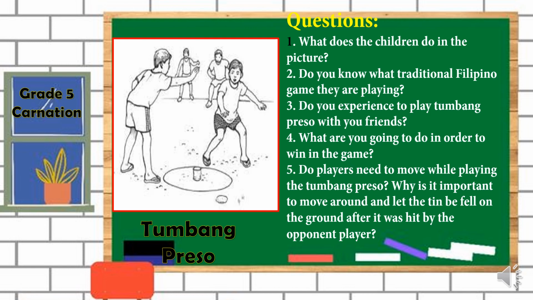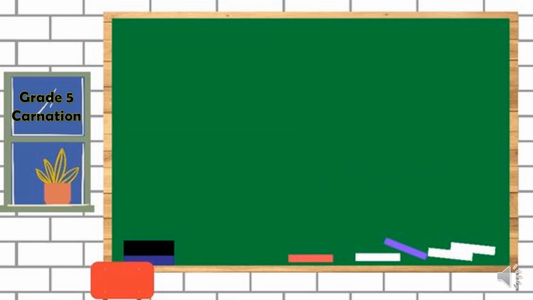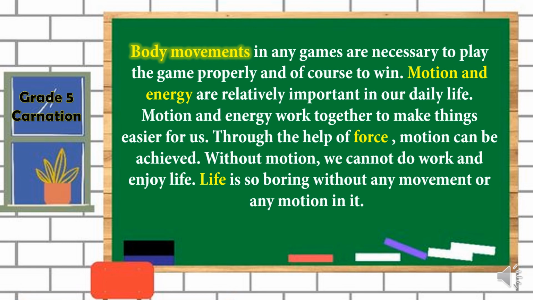Number 5, do players need to move while playing tumbang preso? And why is it important to move around after the can has fallen on the ground after it was hit by the opponent player? To avoid being tagged or chased by the opponent player. Body movements in any game are necessary to play the game properly and of course to win the game.